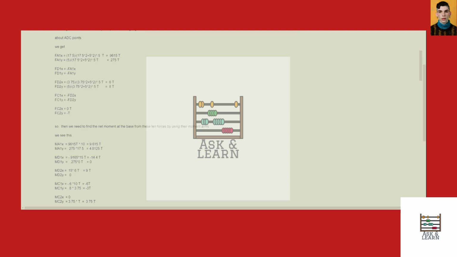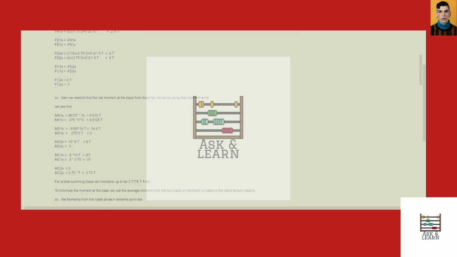So we need to find the net moment at the base based on these 10 loads using their moment arms. At point A, we have 0.9615 T times 10 foot, which is 9.615 T. Moment at point A in the Y direction from cable 1 is 0.275 times 17.5, its moment arm, which is 4.8125 T.